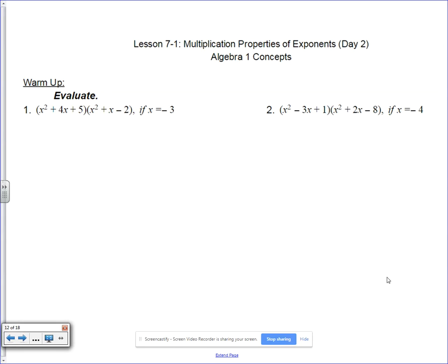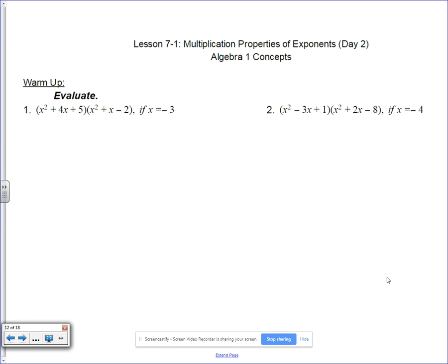All right, ladies and gentlemen, in your warm-up today, we're going to start with a simple evaluating problem, okay? Take a look at number 1. Two big old parentheses, right? What's happening between the two big old parentheses? Yeah, there's definitely multiplication happening in there. So if I can figure out what the first parenthesis is and I can figure out what the second parenthesis is, I can just multiply them and I'll get an answer, right?